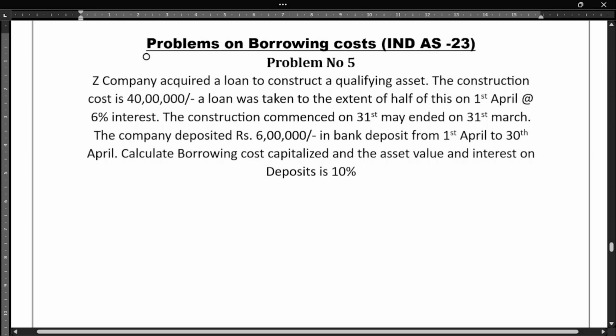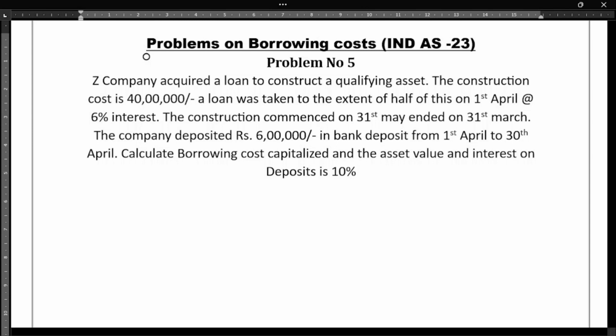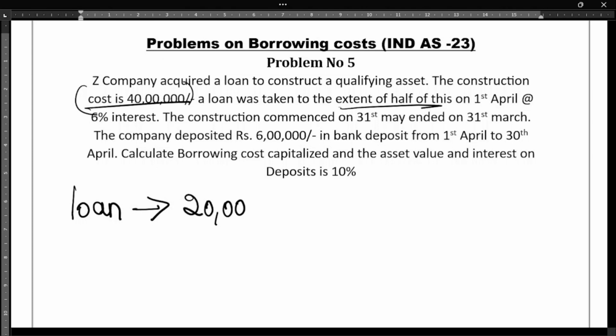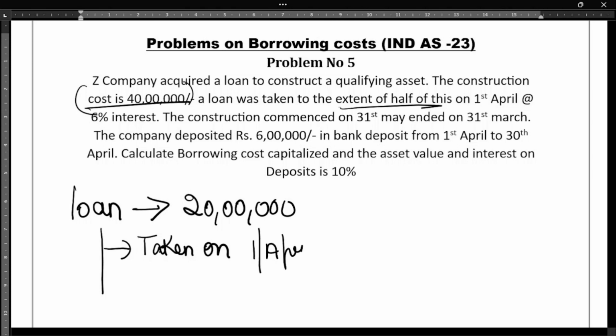Z company acquired a loan to construct a qualifying asset. The total construction cost is 40 lakh. A loan was taken to the extent of half of this, means half of 40 lakh, which is 20 lakh, was taken as a loan on 1st of April. The loan was subject to the rate of 6% interest.